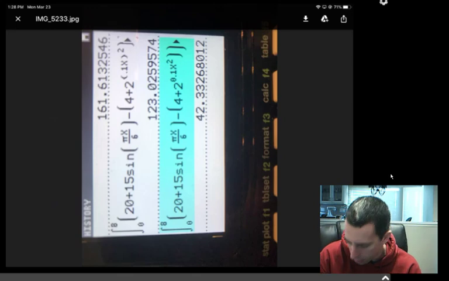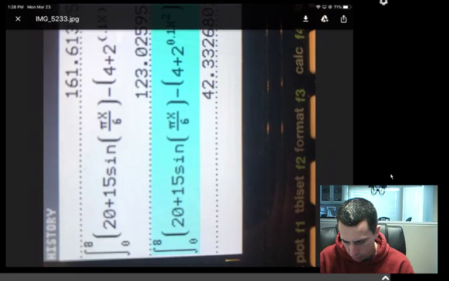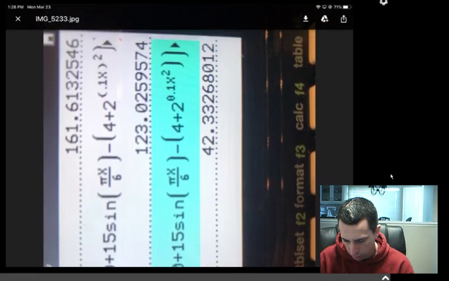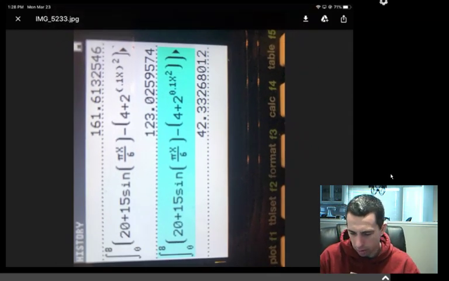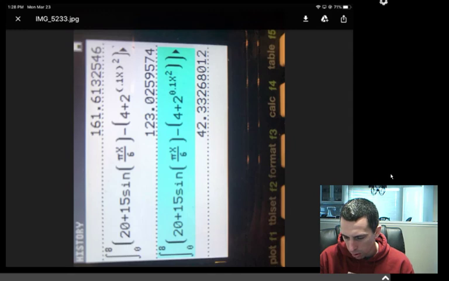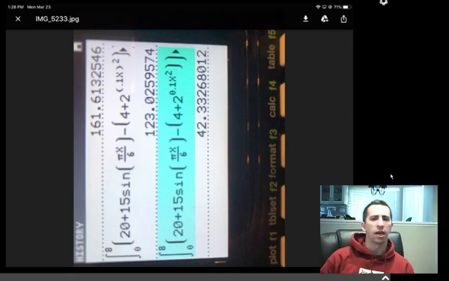Like Catherine, I seriously don't see what's wrong with this. 0 to 8. Alright, I'm going to type it in again. Is that... It almost looks like... I don't know if this is just how your calculator writes, but to me it almost looks like your 4 plus 2.1x squared is like an exponent. Okay, what was it, Catherine? That's weird.